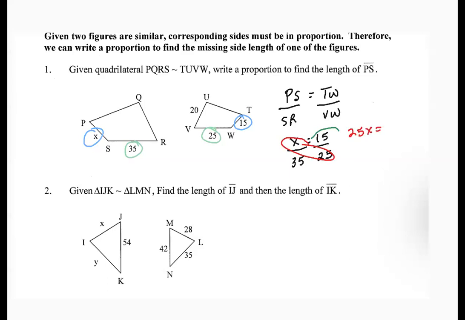I know 15 times 35 is 525. And that's equal to 25x. I divide both sides by 25 to get my final answer. So x should equal 21.